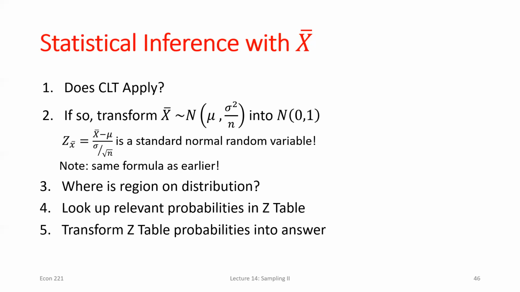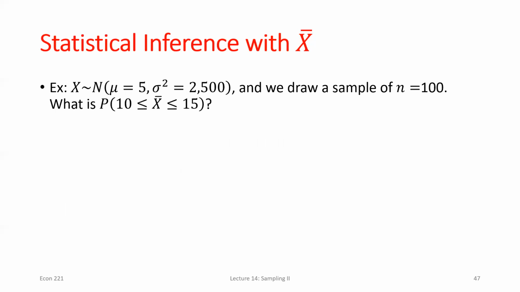Any questions? I think we'll work through an example here, and then I've got one thing I'll show you. So we'll leave this up here. Let's say I've got an example like this. I've got some normally distributed variable that has a population mean of 5, a population variance of 2,500, and I take samples of size 100, and I want to know what's the probability that my sample mean is between 10 and 15.